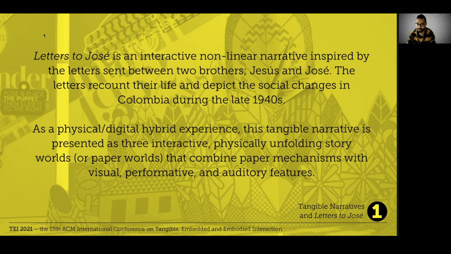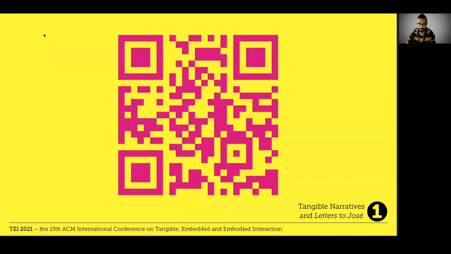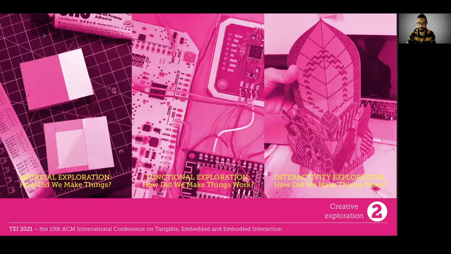This tangible narrative is presented as 3 physically unfolded story worlds or paper worlds, like the ones that we showed in the previous slide. And they combine different paper mechanisms with visual, performative, and auditory features. If you want to see more information about Letters to Jose, you can scan this QR code and it will take you to a video with more details about the experience.